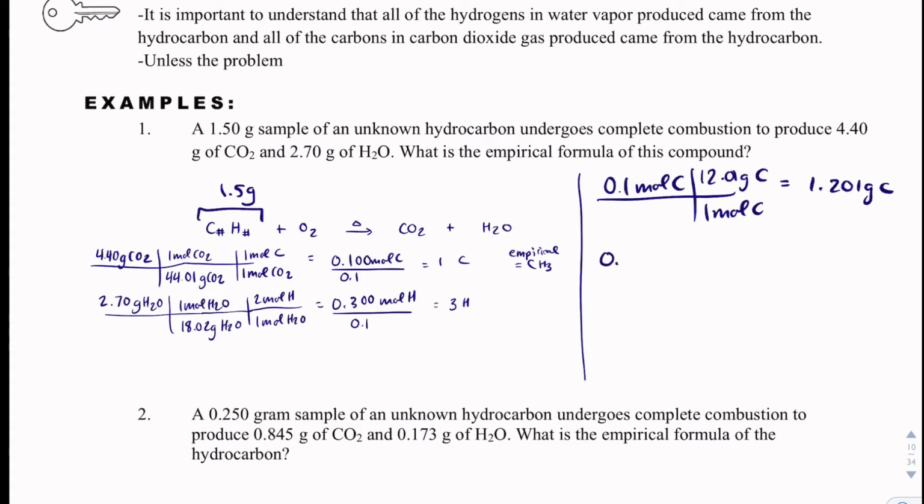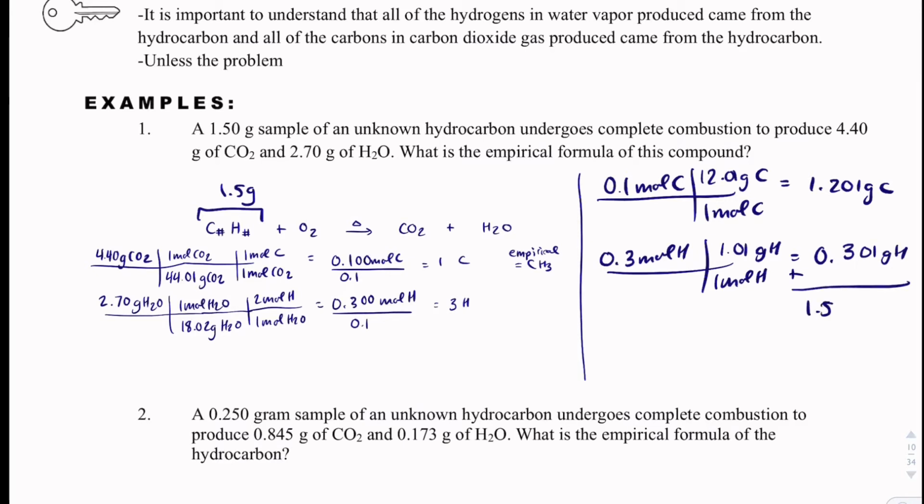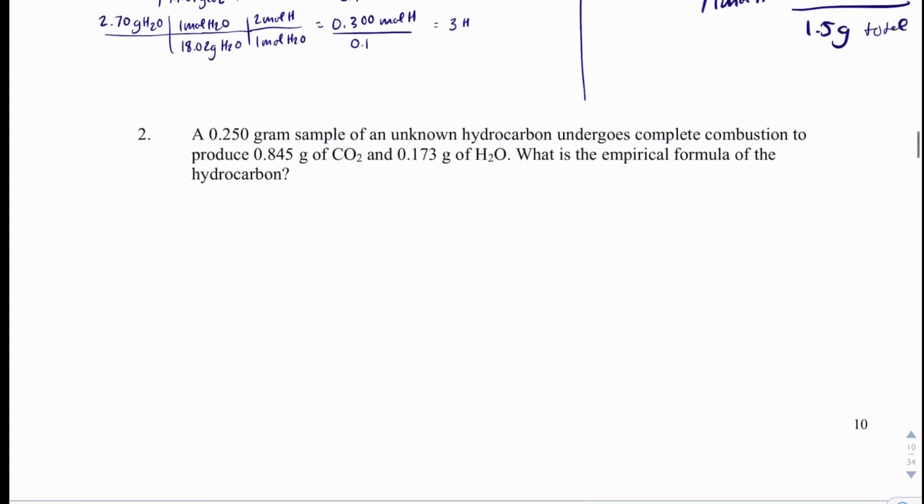And then I had 0.3 moles of H. In 1 mole of H, there's 1.01 grams of H. And that gives me 0.301 grams of H. And if I add those up, I get 1.5 grams total. And so that's how I could tell you that there's no oxygen in that hydrocarbon. So we're good. Let's look at number 2.